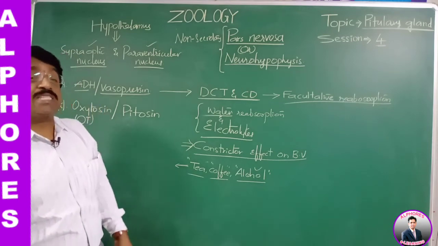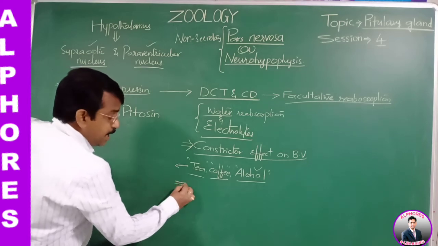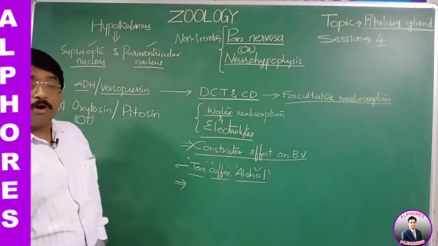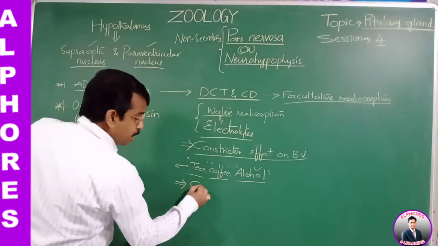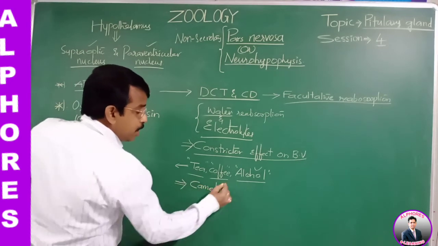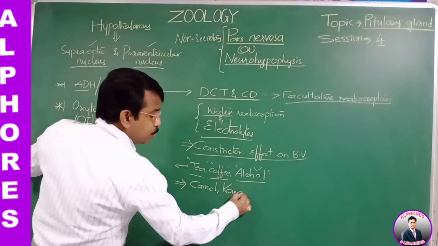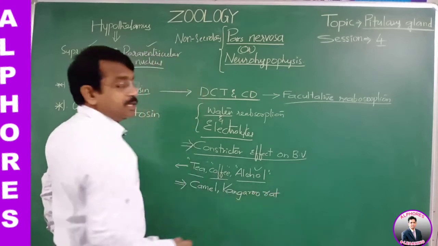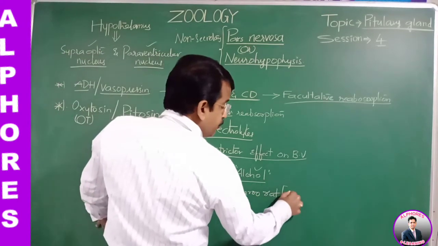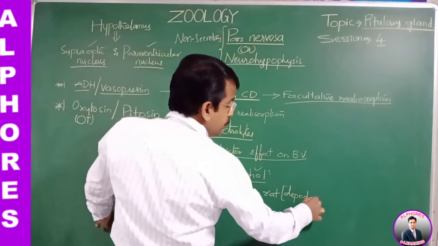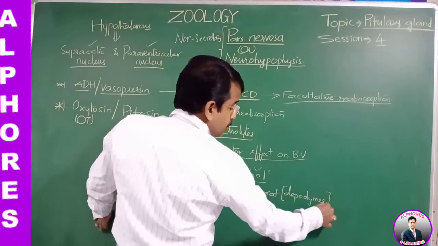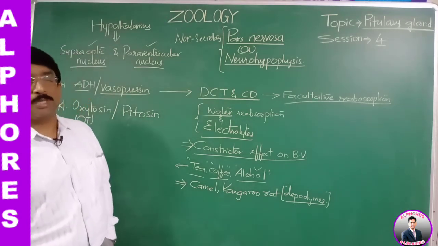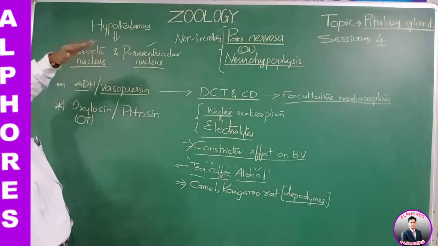And ADH is excessively secreted in certain animals, particularly in the fauna, none other than the camel. Make a note, the camel as well as the kangaroo rat, Dipodomys. These two are desert animals, the kangaroo rat and Dipodomys, in which ADH secretion is excessively taking place. That's the story about the ADH.